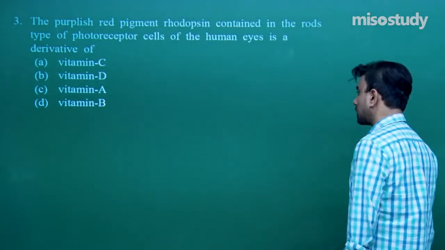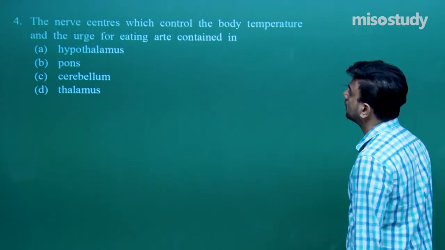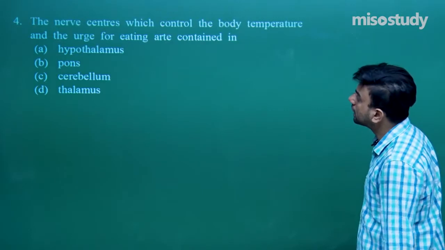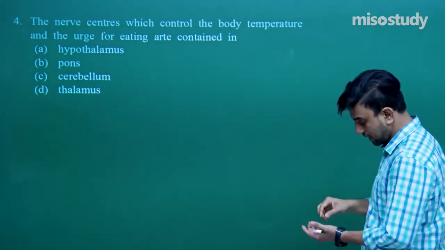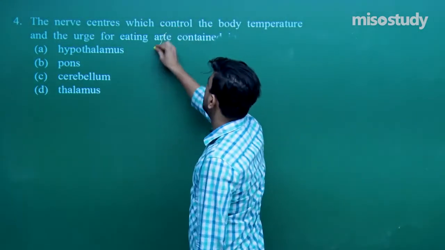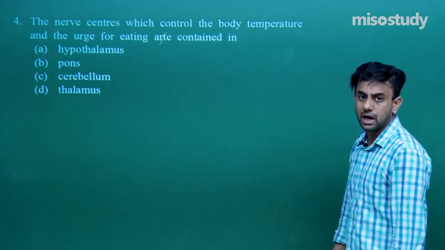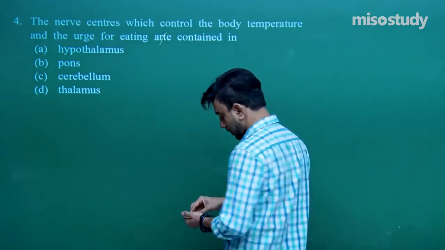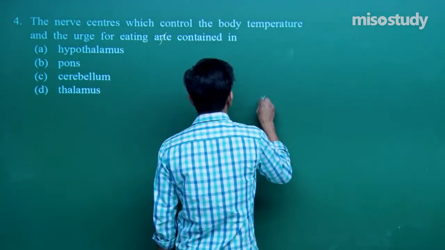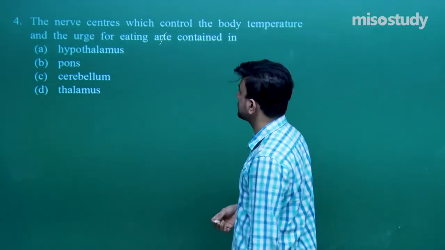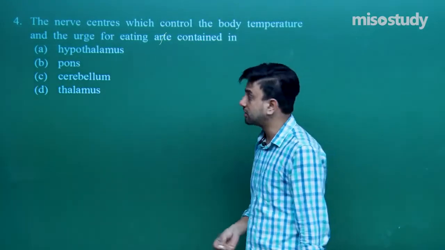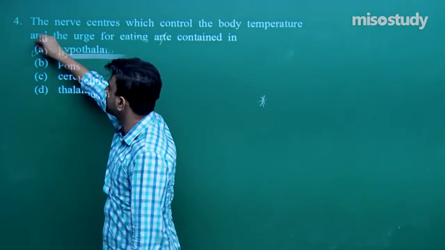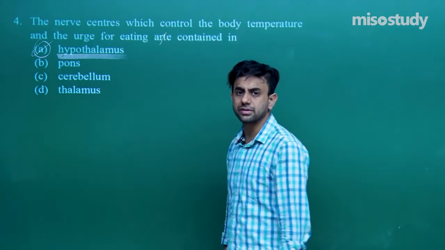We'll talk about the next question now. The nerve centers which control the body temperature and the urge for eating are contained in where? The hypothalamus, the pons, the cerebellum and the thalamus, right. So the answer we all know, the hypothalamus is that part of the body which is called the thermostat. This is the correct option, the answer for this question.